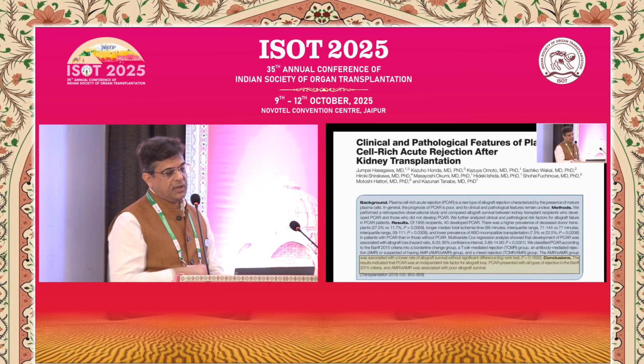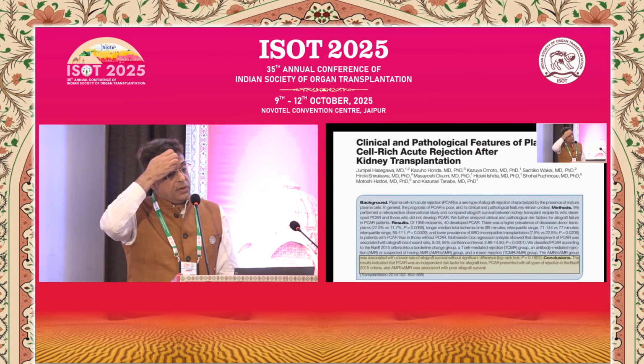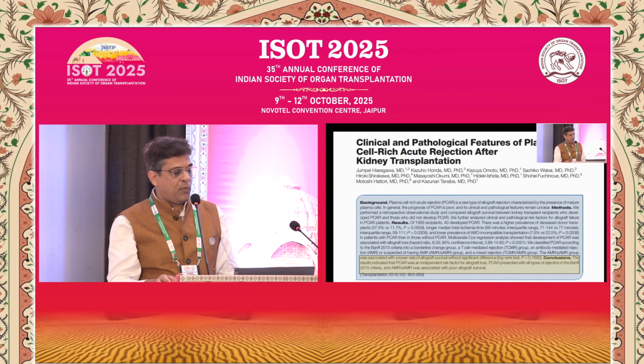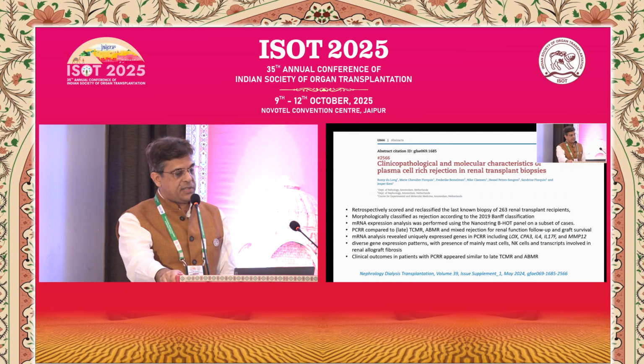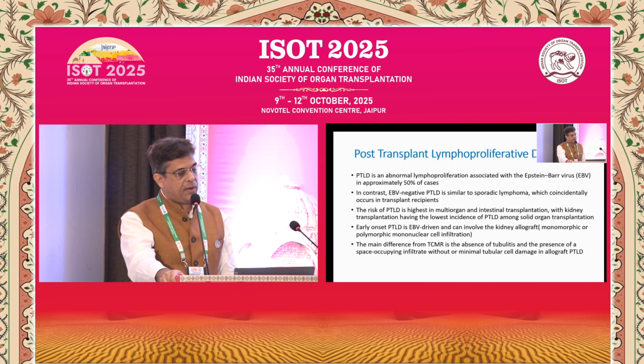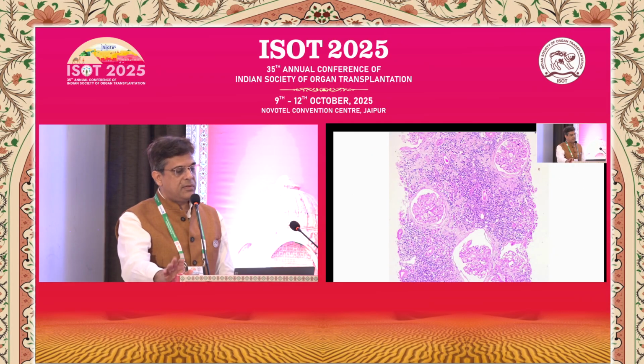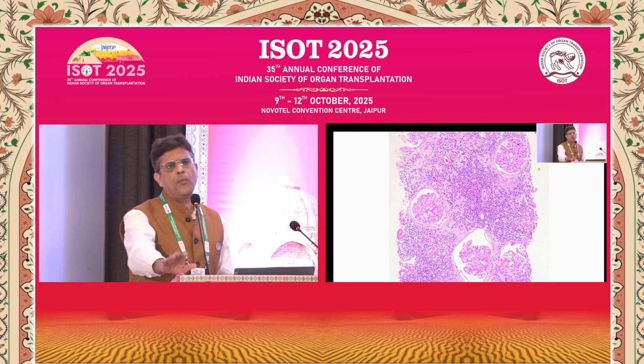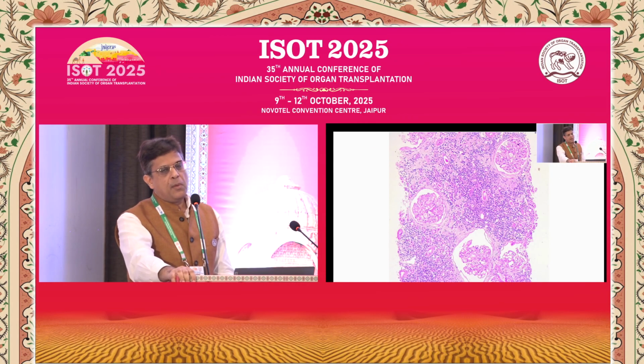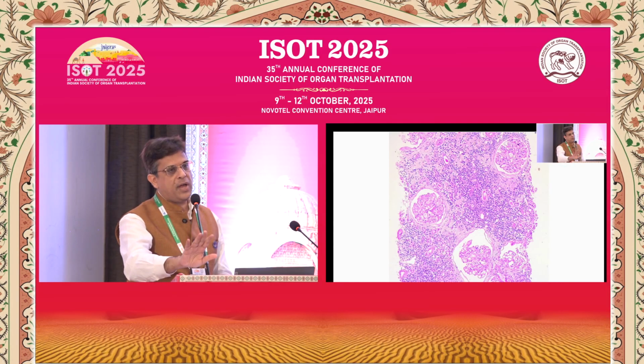And this is a recent article in which a great deal of review has been done for plasma cell rich acute rejection. I'll just quickly wind it up. Finally, PTLD. Nothing great about it. Very uncommon in kidney transplants, fortunately. But whenever it is there, it is very difficult to diagnose.